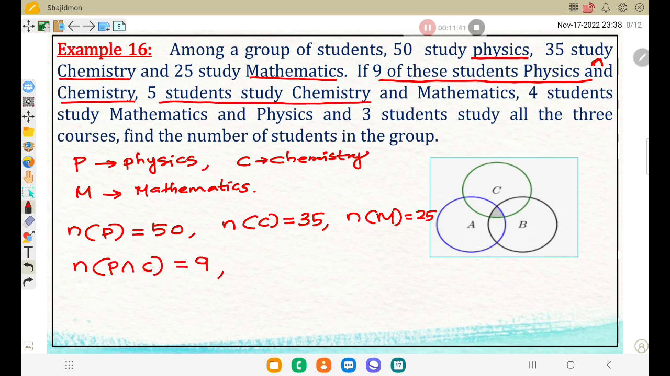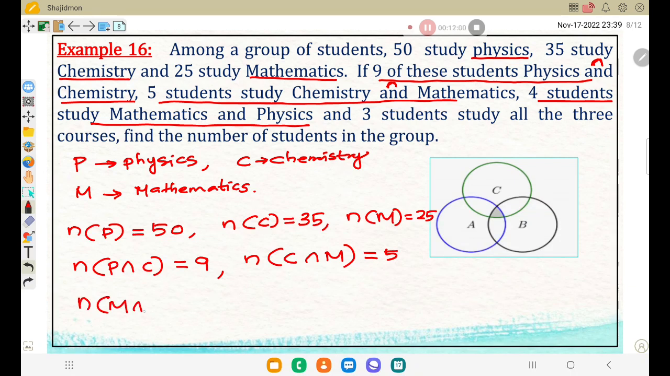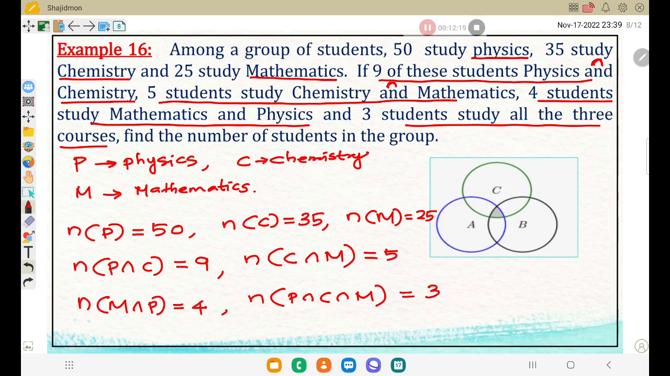5 students study chemistry and mathematics. So number of students in chemistry intersection mathematics equal to 5. Correct? 4 students study mathematics and physics. So number of mathematics intersection physics equal to 4. And 3 students study all these courses. All these courses means number of physics intersection chemistry intersection mathematics equal to how many? 3 students.